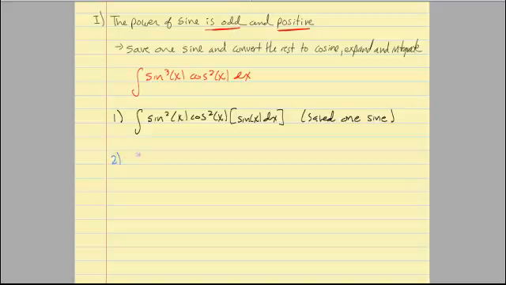The second step is we're going to convert the rest to cosine. So what we're going to do is take this sine squared x and convert it to a cosine. Okay, and then everything else I just drag along.